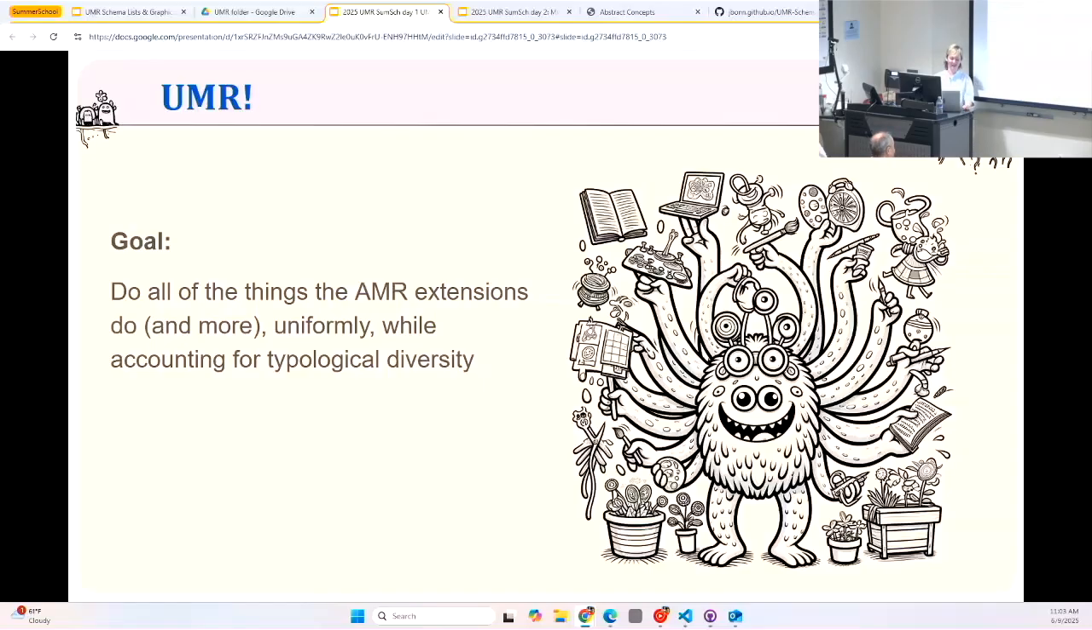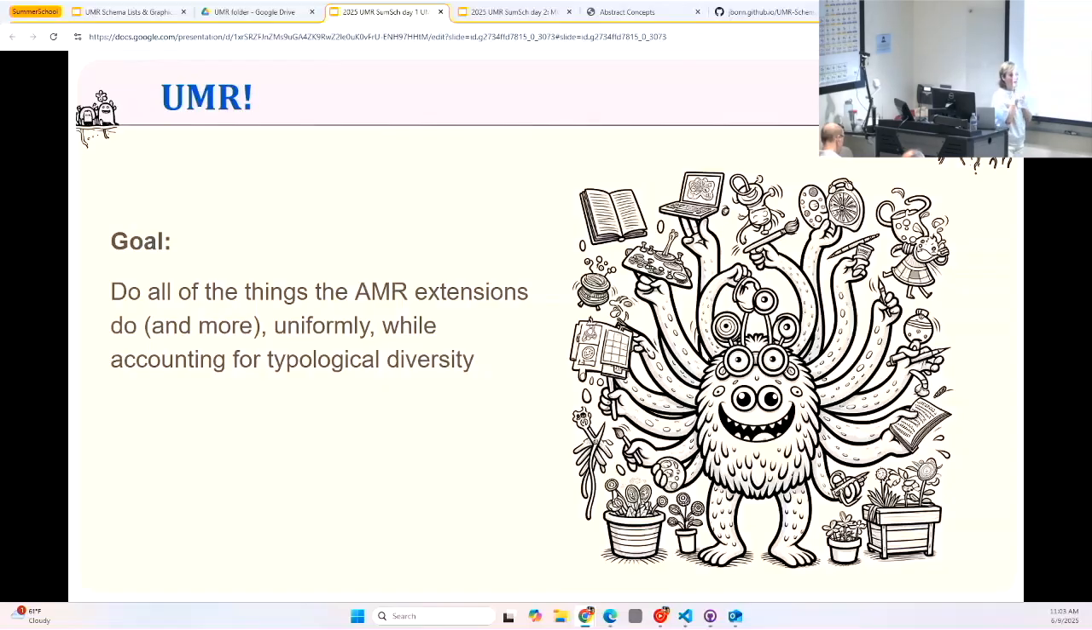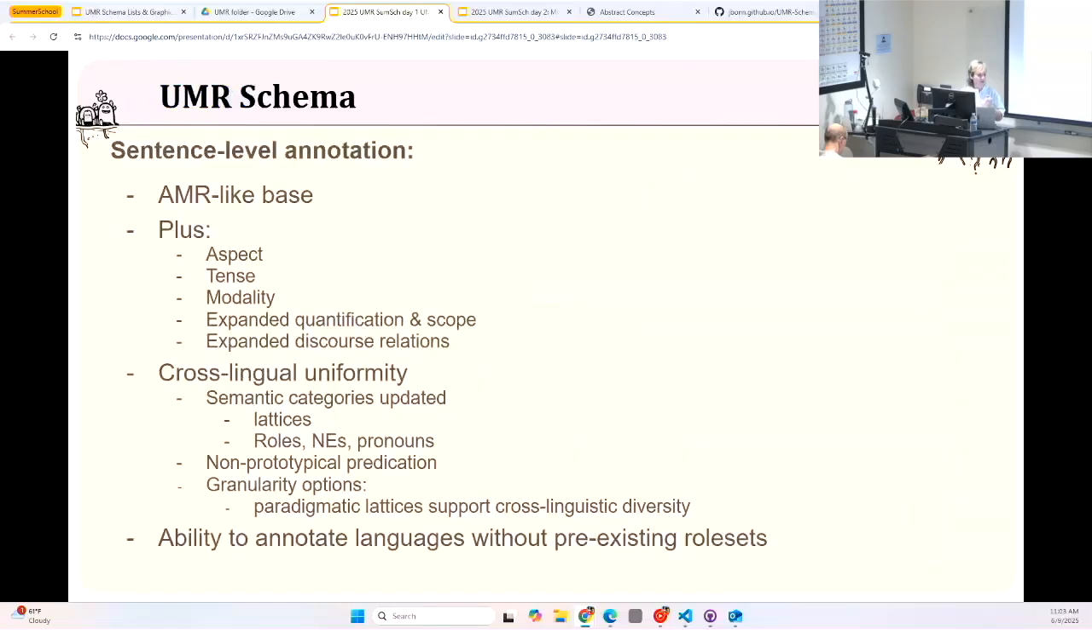Okay, good deal. So UMR, the goal of UMR was kind of to do all of the things that the AMR adaptations were doing uniformly and while accounting for typological diversity. I mean, there's more to it than that too. We wanted it to be more semantically expressive, and we got into some new stuff, but that's the overall gist. So it's AMR-like in the base, plus we've added aspects, tense, modality. We have an expanded quantification and scope system. We have very expanded discourse relations.